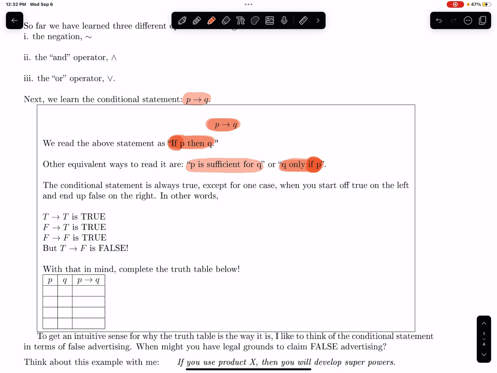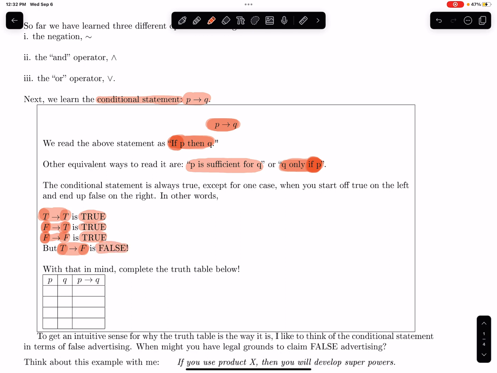Okay, the conditional statement is always true except for one case, when you start off true on the left and end up false on the right. So in other words, when I say P, what I mean is the thing on the left of the arrow. If the thing on the left of the arrow is true and the thing on the right of the arrow is true, then this compound statement is considered to be true. Anytime the left starts off as false, it doesn't matter what happens after that, we consider that compound statement to be true. The only time that we have a false is if we start off true on the left and end up false on the right. That's the only time that we consider the conditional statement to be false.